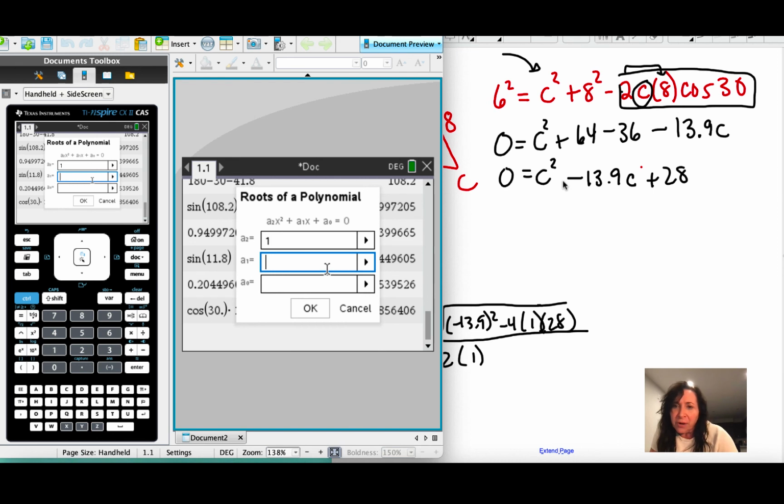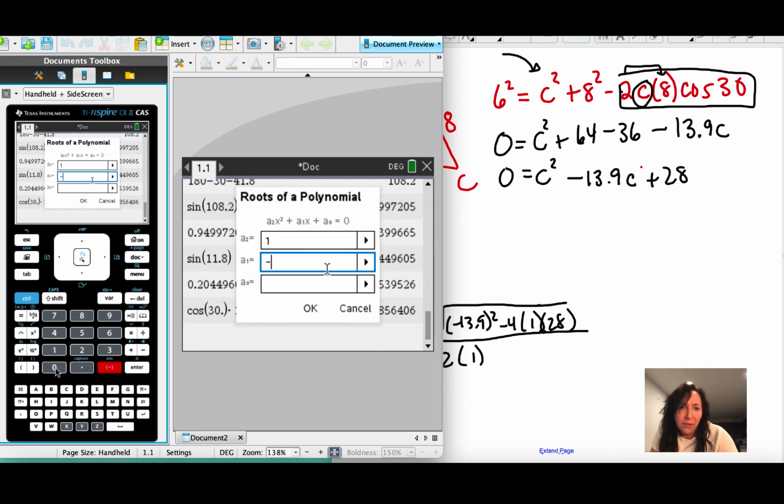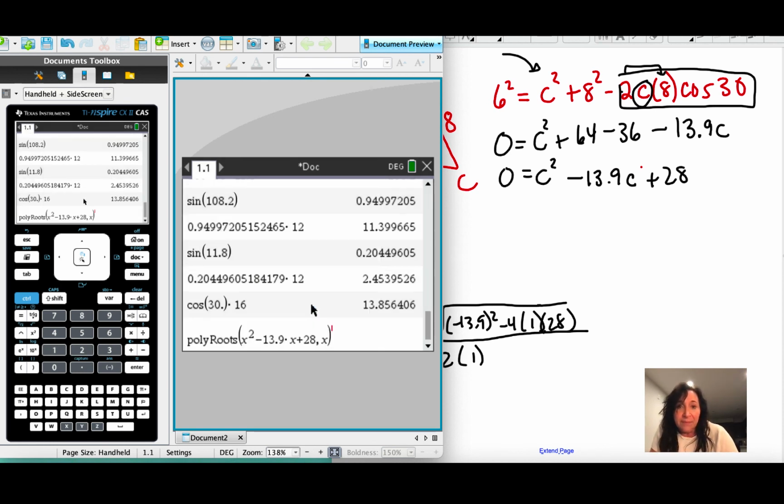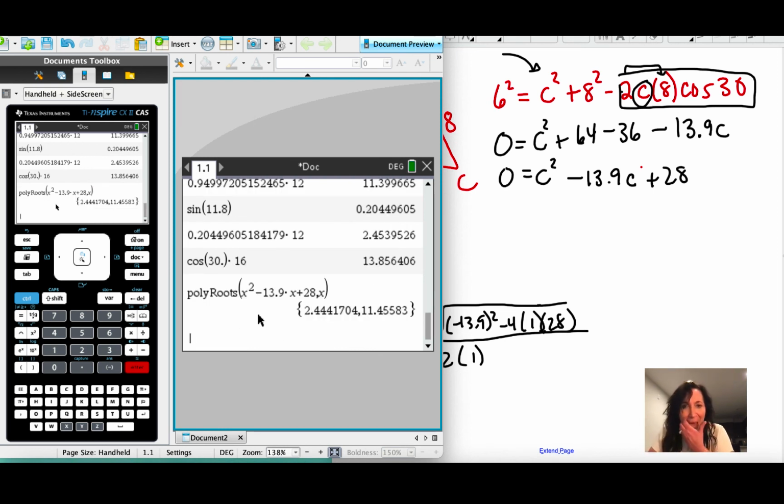The value in front of the C here is negative 13.9. And then the value in front, and that's just 28. Boom. Let's see what happens. And enter. What did we get? Oh, we got 11.4 and 2.4.